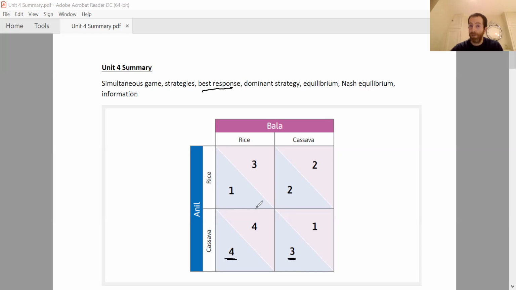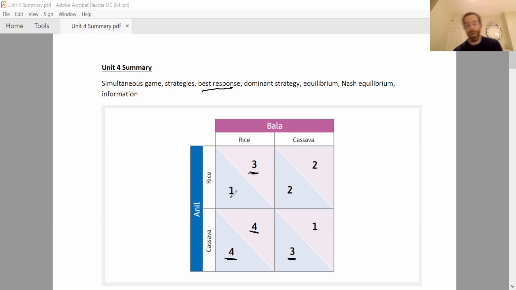Now let's flip to the other perspective. Let's imagine that we're Bala. Bala's thinking, okay, if Anil plays rice, I can play rice and get 3, or play cassava and get 2. I'm going to choose to play rice because 3 is better than 2. Now, final one, if Anil plays cassava, Bala thinks rice will get me 4, cassava will get me 1. I'm going to choose to play rice.